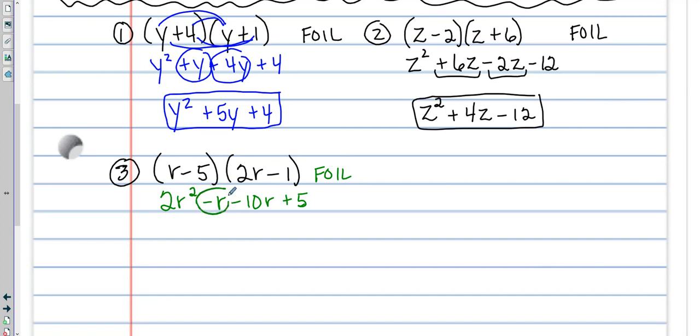Okay, I'm going to combine my like terms. So I have 2r squared minus 11r plus 5. Here's my answer. Okay, any questions here? Please let me know.